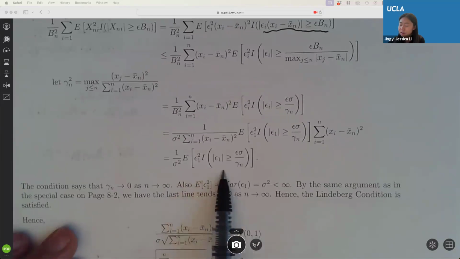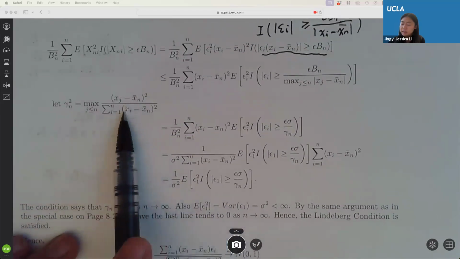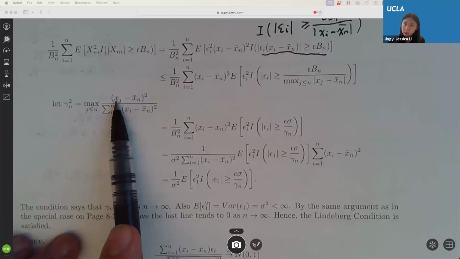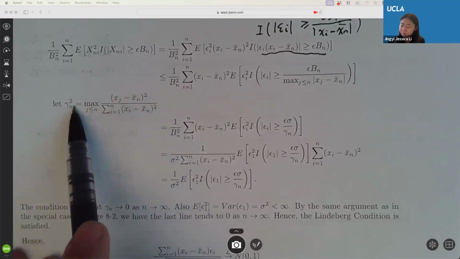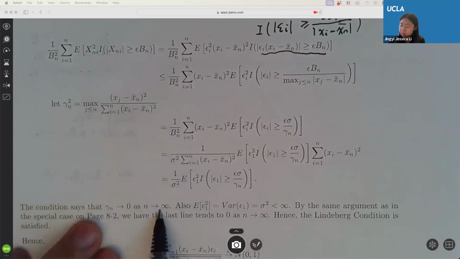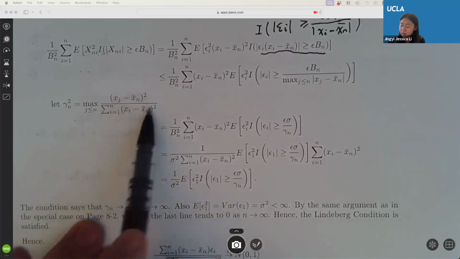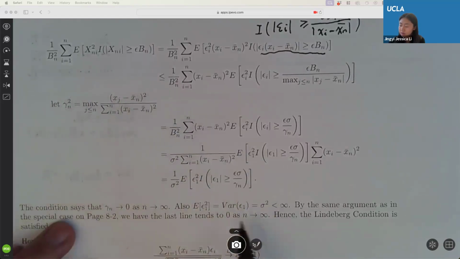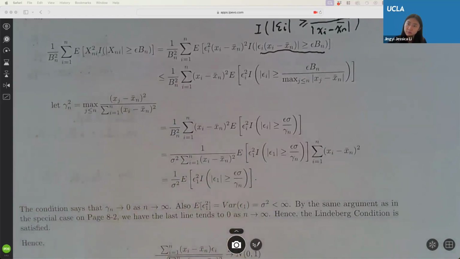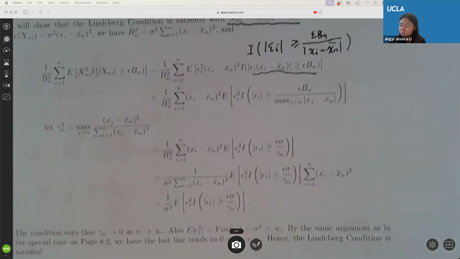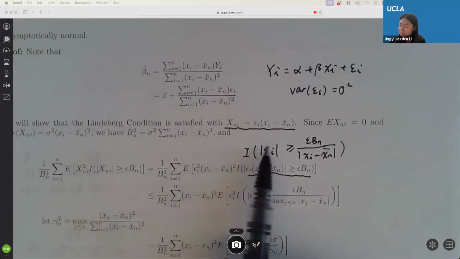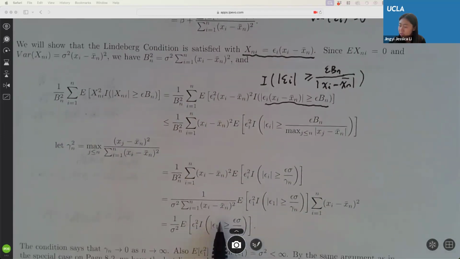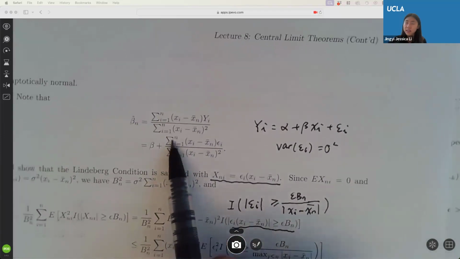The condition says that no single term's squared difference from the average dominates the sum. Then gamma n squared goes down to 0 as n goes to infinity. So this holds. This is our condition. So the Lindeberg condition holds, and then we have asymptotic normality for Zn. Here I just want to say that Zn is this part.